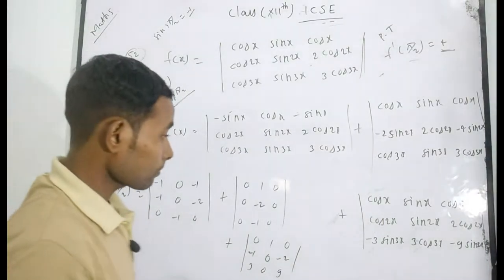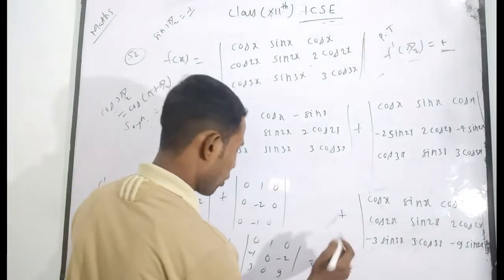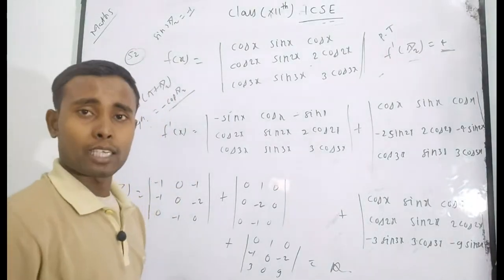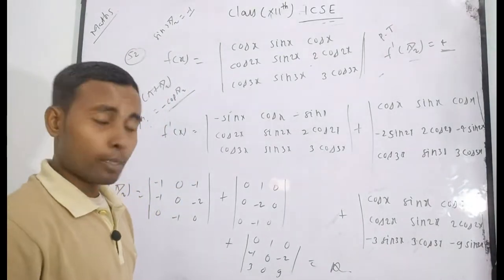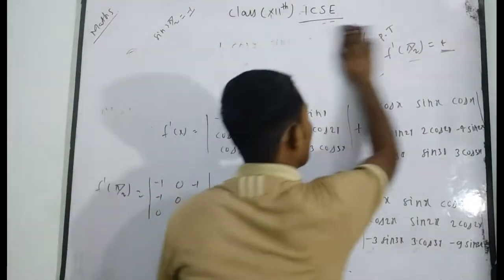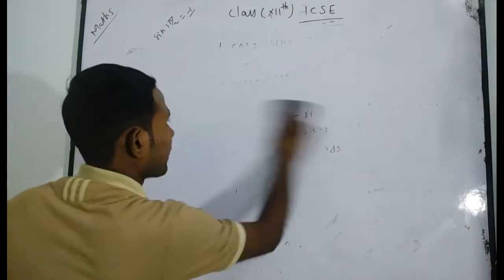I think now you can find its value easily. This is the procedure through which you have to find the derivative of determinant functions. I think you understand. Now take a question of a different pattern, and you can find the determinant value easily.